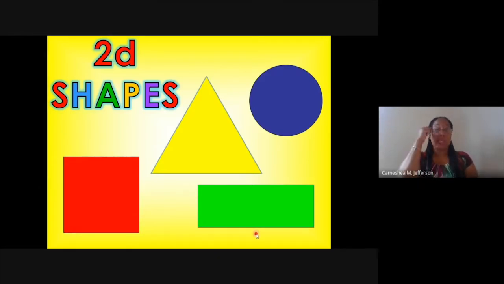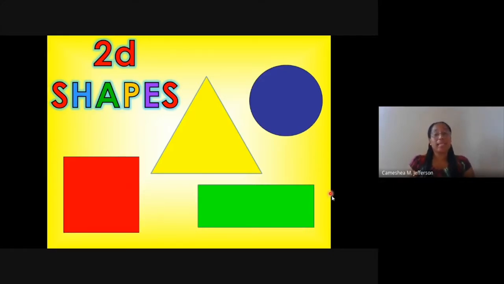I'm going to give you a second to think about it. I'm using my thinking brain, and I see that I have 2 sides that are long and 2 sides that are short. So I know that the rectangle does not have 4 equal sides. The rectangle has 4 sides, but not 4 equal sides.